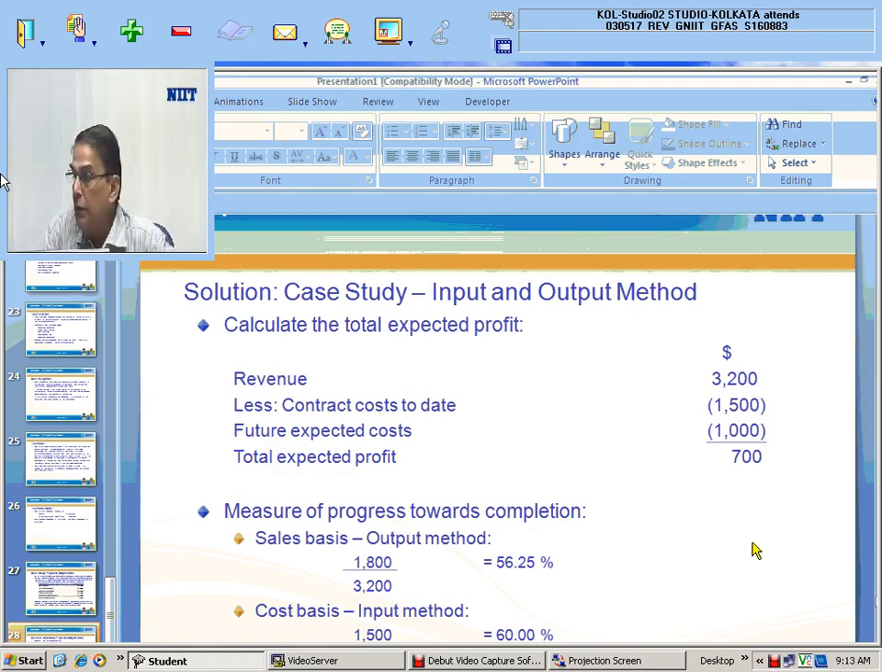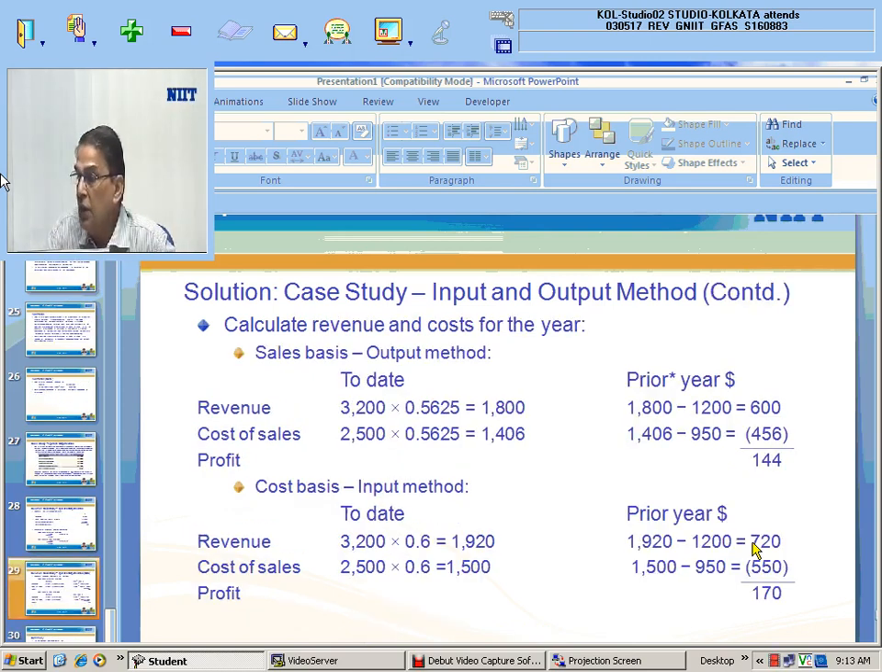Now we will calculate the revenue and cost for the year ended 31st December, that is for the current year. Using the sales basis output method, total revenue is 3200, the expected sales value of the project. If you measure the progress towards completion on the sales basis or output method, 56.25% of 3200 should be recognized, which is 1800. So 56.25% of 3200 is the total revenue, 1800.